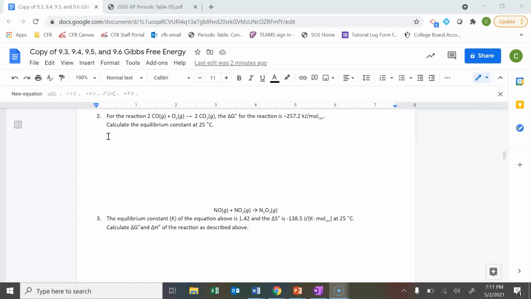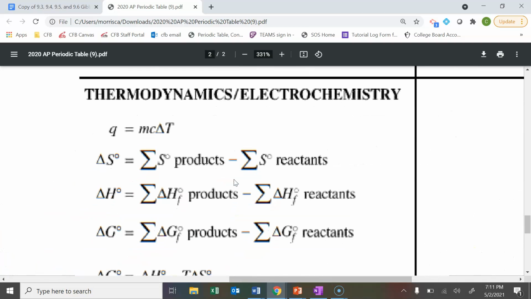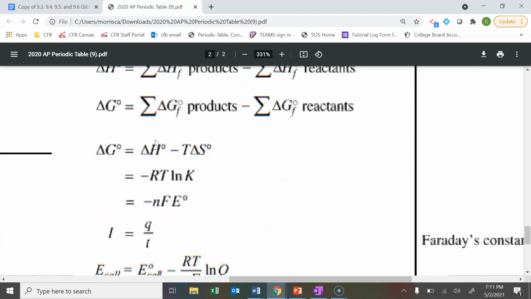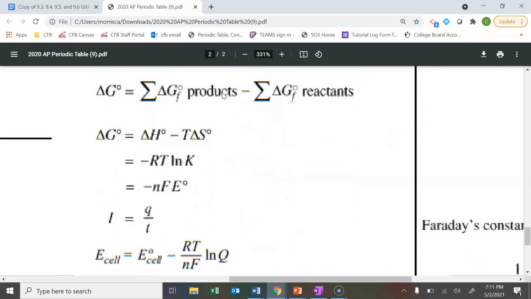All right, so for example number 2, let's look at our periodic table and equation sheet. Our delta G equations are down here in the thermodynamics and electrochemistry section. You've got delta G from delta G of formation. You've also got our delta G formula we just used, delta H minus T delta S. But we've also got this one, delta G is equal to negative RT ln K. And then we'll use this one later, negative nFE. So delta G equals negative RT ln K. We're going to use that equation.